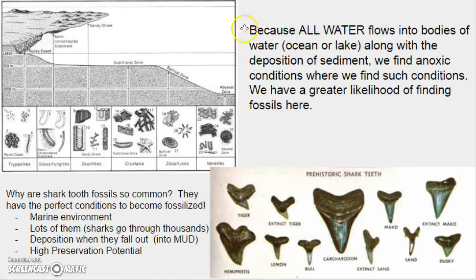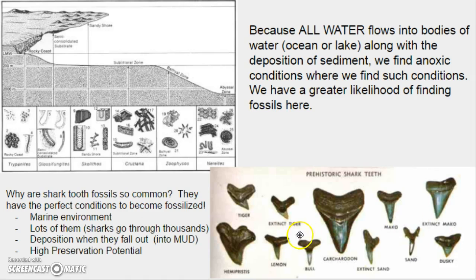So why water? Well, because all water flows into bodies of water, right? Could be an ocean or a lake, along with the deposition of sediment. So we find anoxic conditions where we find such conditions. We have a greater likelihood of finding fossils where we have water flowing into a region. So if this is a shore, and here's a kind of cross-section of depth, you're going to find a different set of fossils at this location, then at this location, then at this location, etc. You just have this kind of gradation of different fossils. We're not going to get into the names of them, but just realize that you have different life living in the water that's going to die and just have a depositional environment that's going to cover it up.